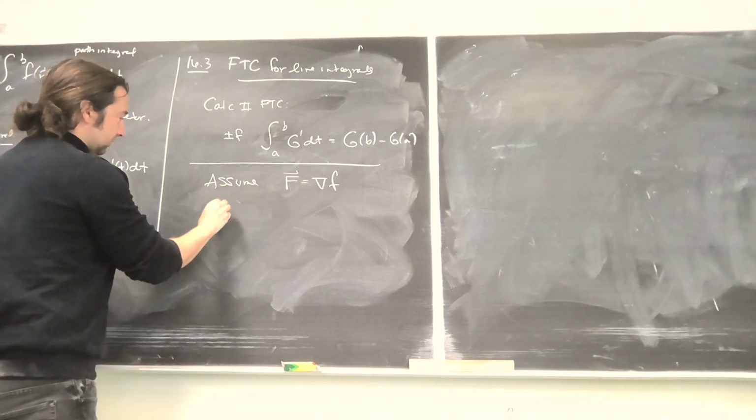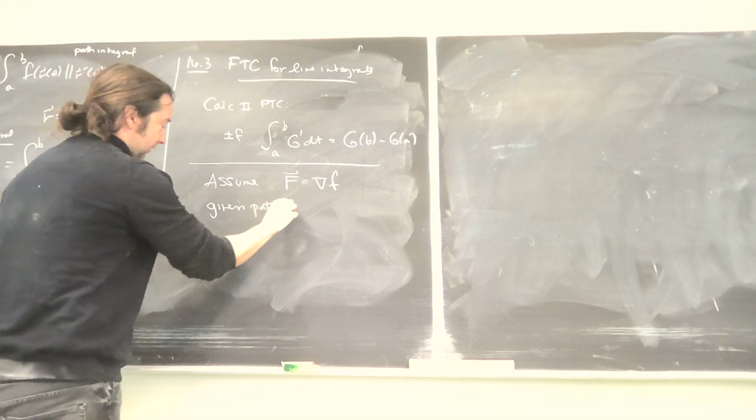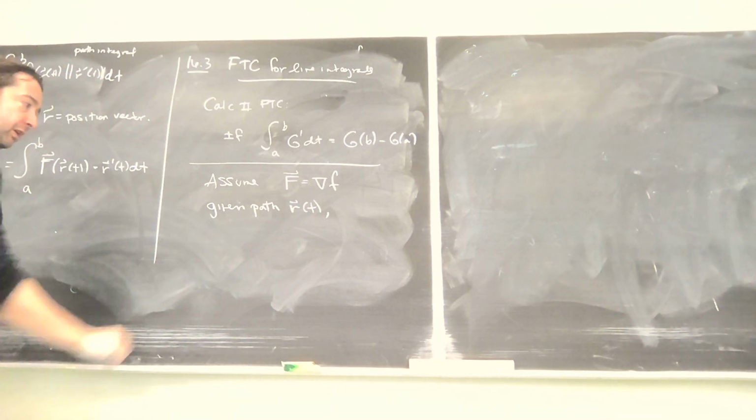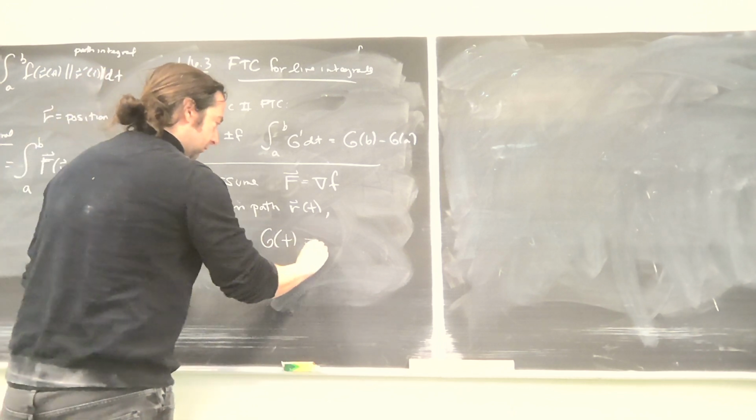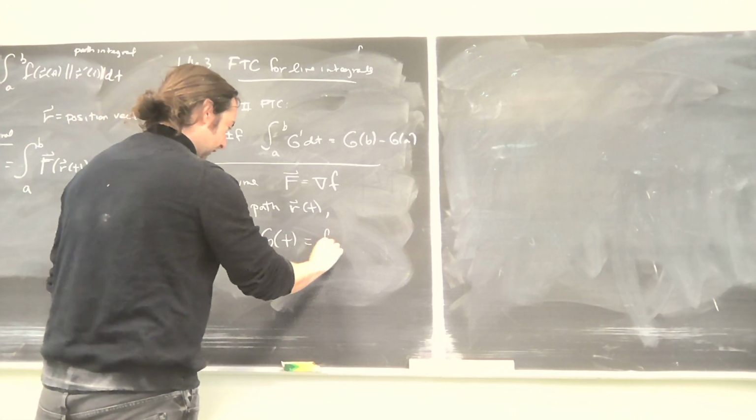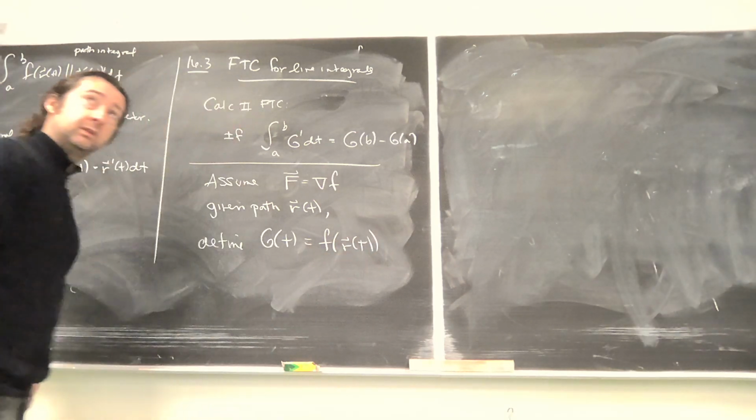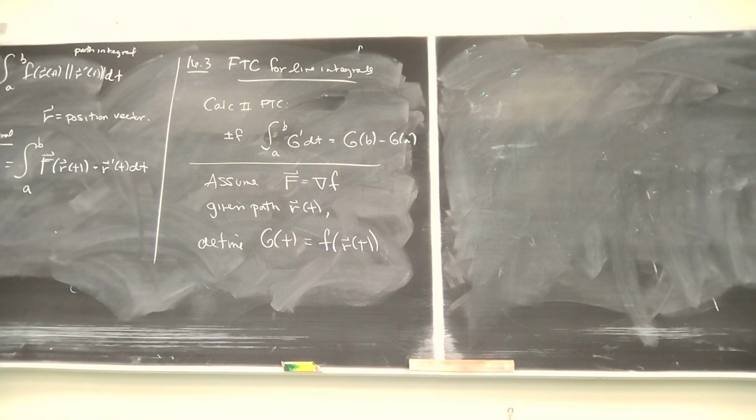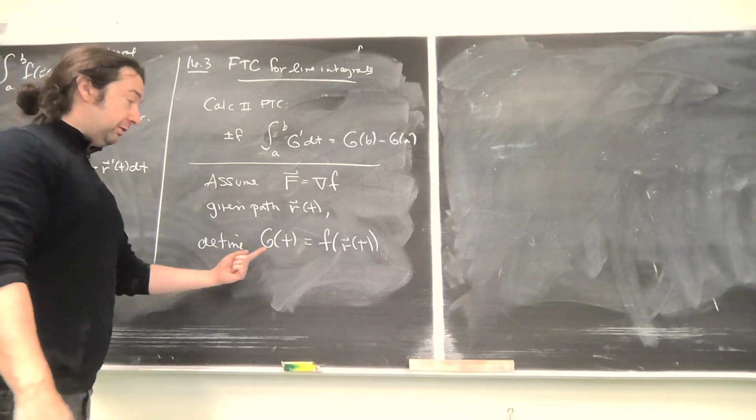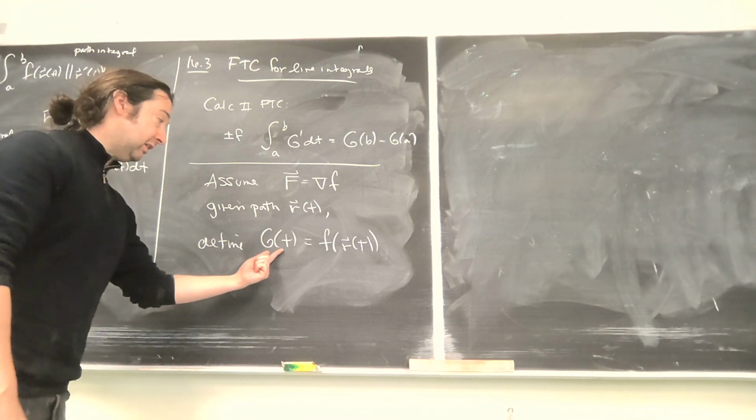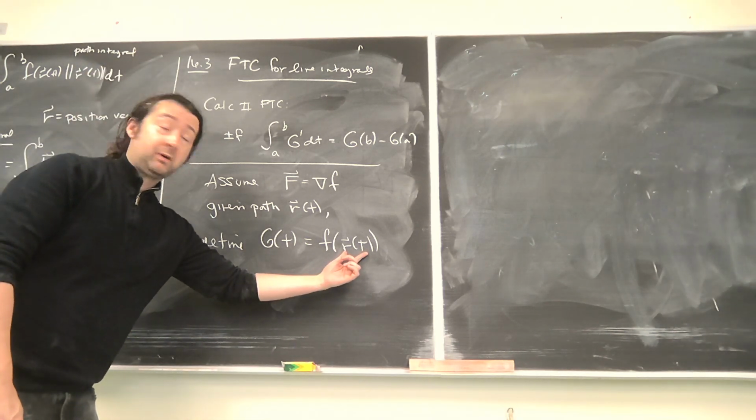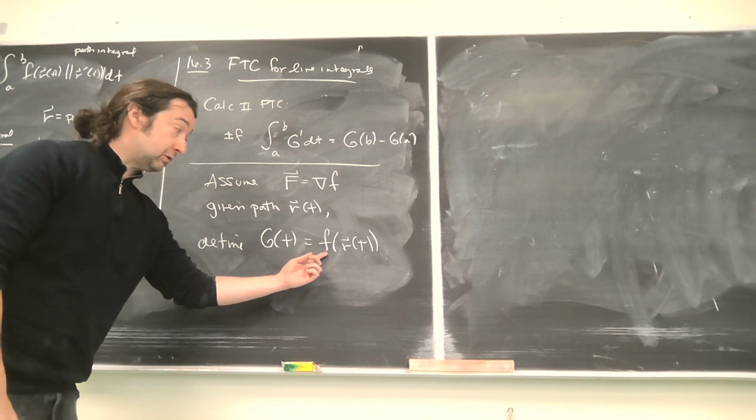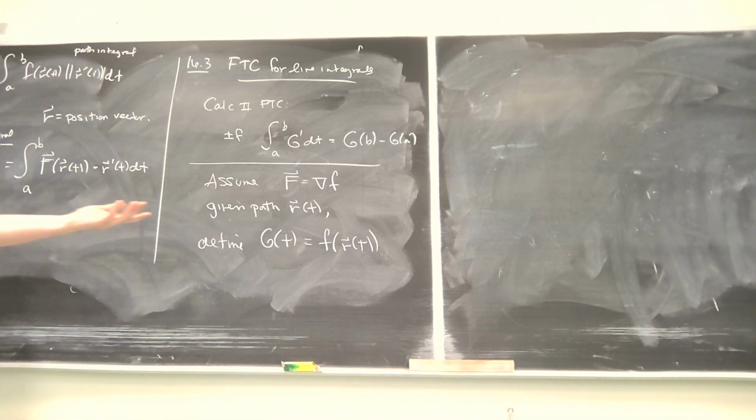And if we're given some path r of t, we're going to define a function g of t to be equal to f of r of t. Now this function g takes a scalar input and produces a scalar output. r of t spits out an x, y, z. Little f is a potential function which turns it back into a number. So g is just a calculus 1 function. It eats a real number and it spits out a real number.